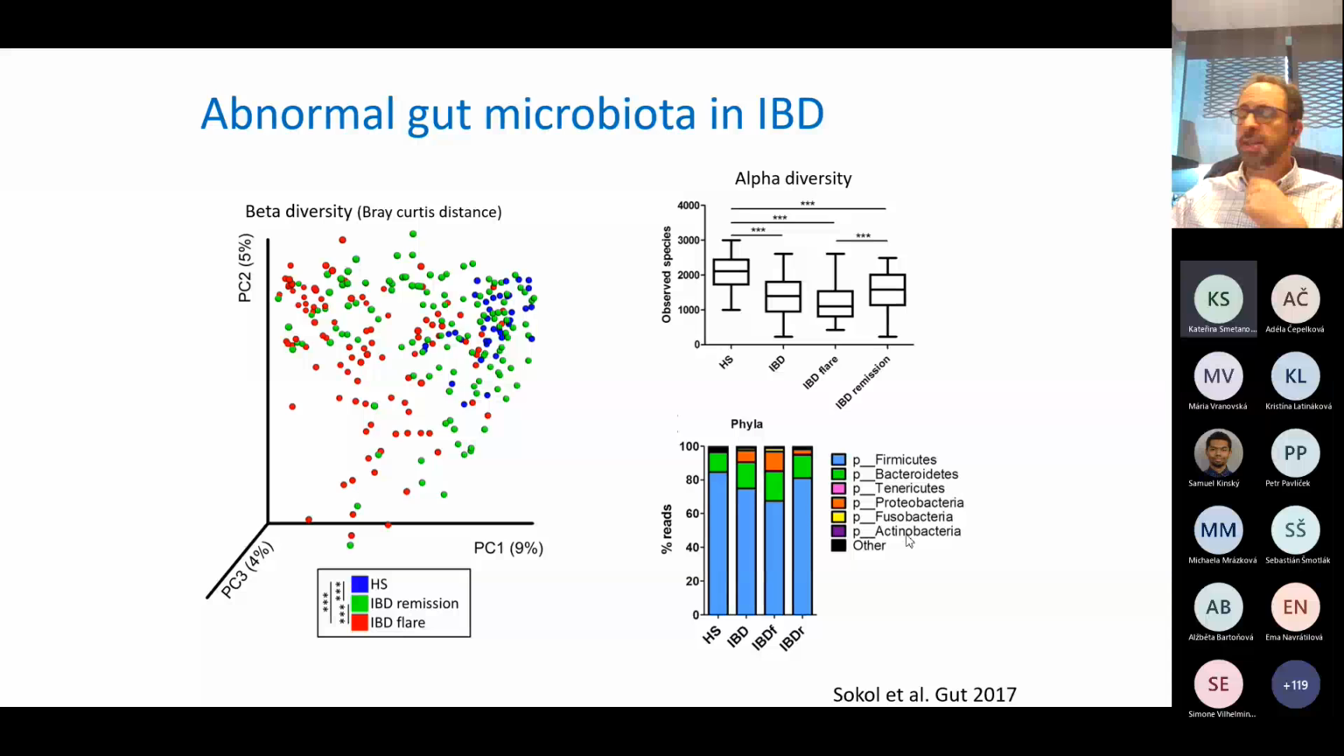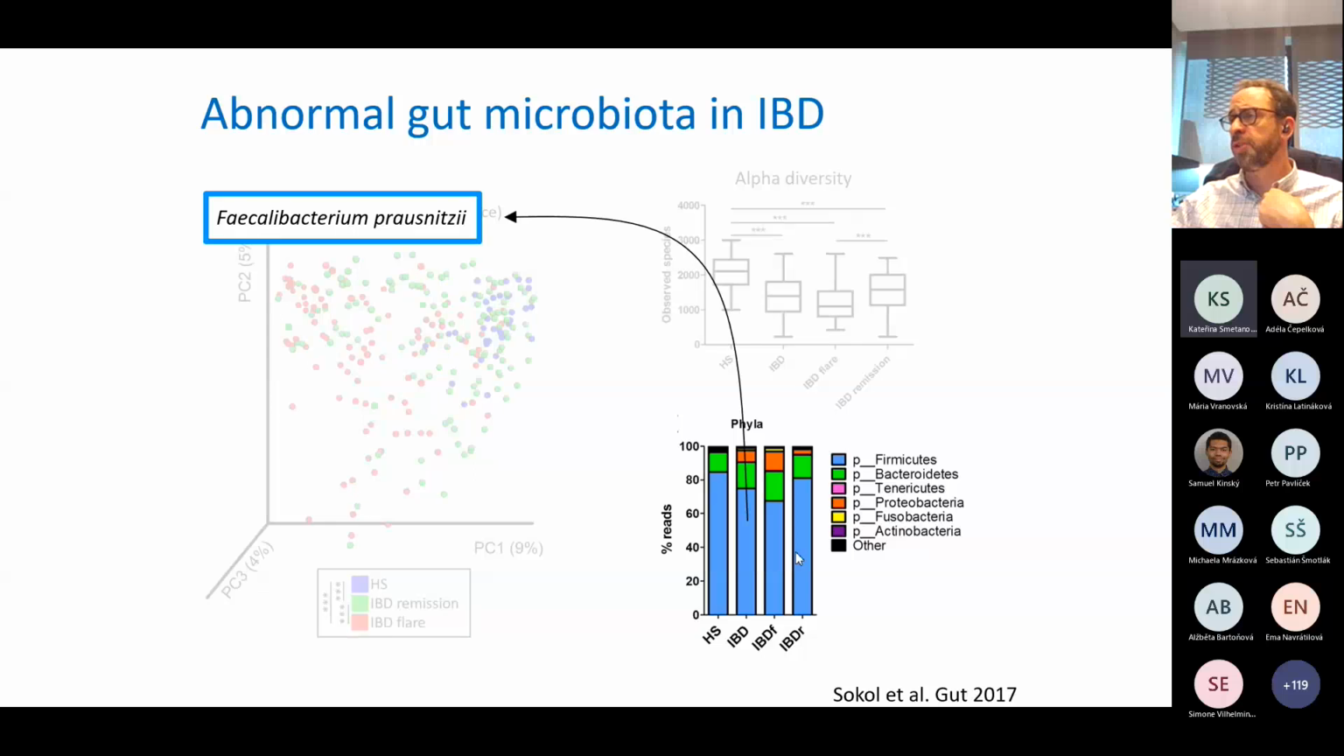And then in terms of composition, what we can see is that in healthy subjects, you can see these two dominant bacterial groups, the Firmicutes in blue and the Bacteroidetes in green. And here what you can see in patients with IBD is that the proportion of Firmicutes decreased, and you can see a new group appearing, which are the Proteobacteria. And this group is here in orange.